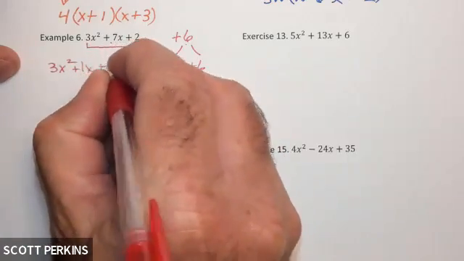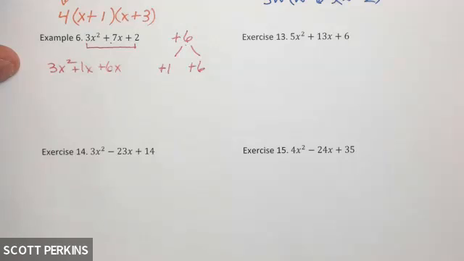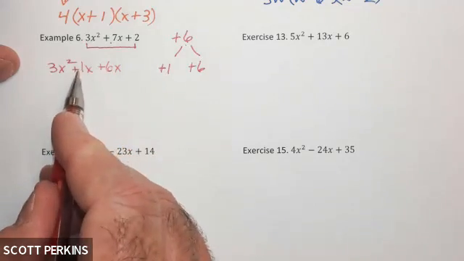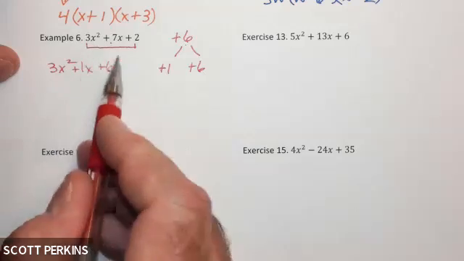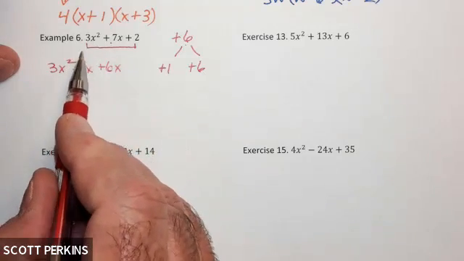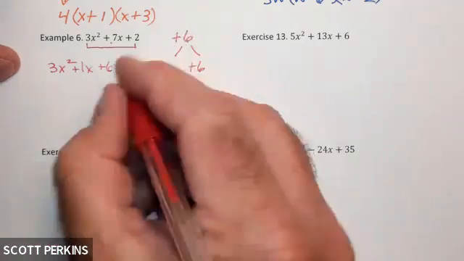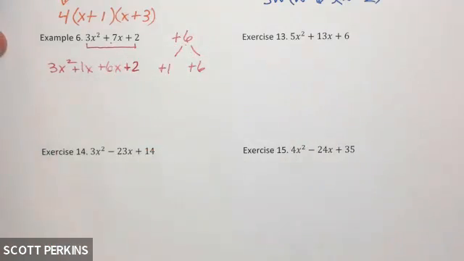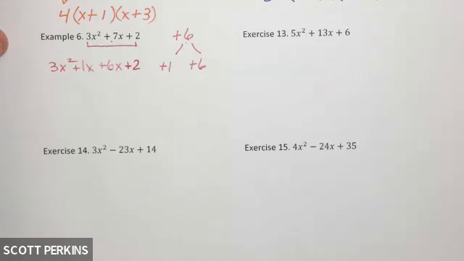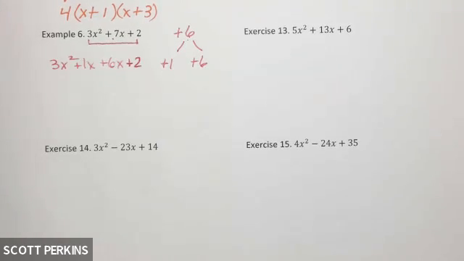1x plus 6x. Notice, 1x and 6x add up to 7x. So I've not changed the problem at all. I'm writing it in a different form. And then I've got a plus 2. Is everybody good with that second step?